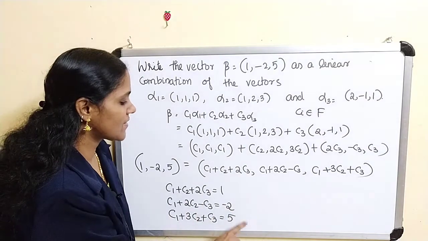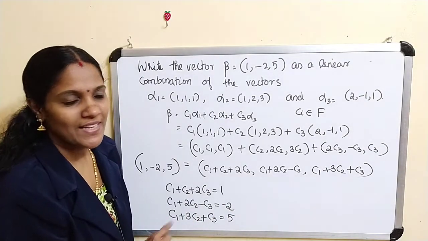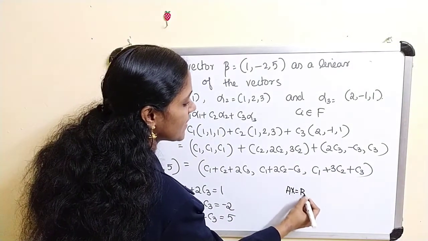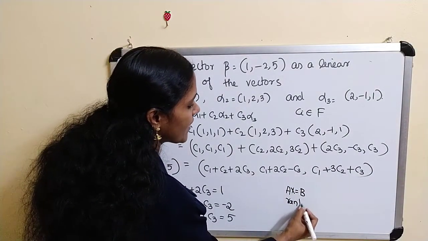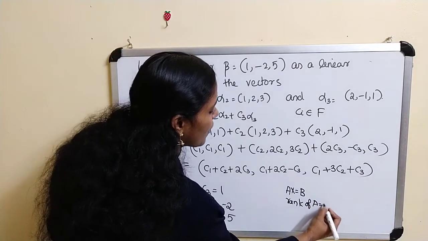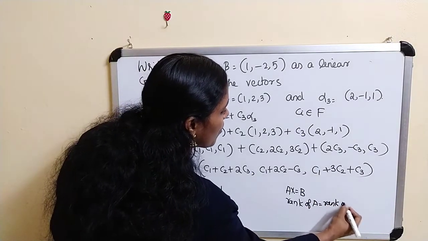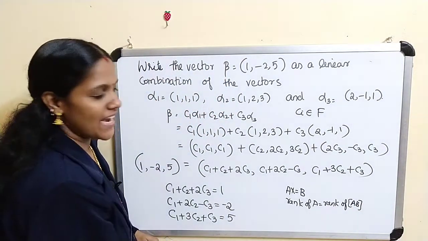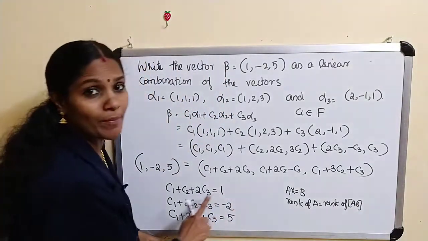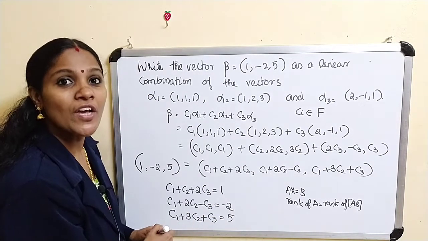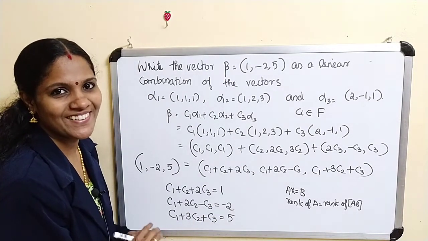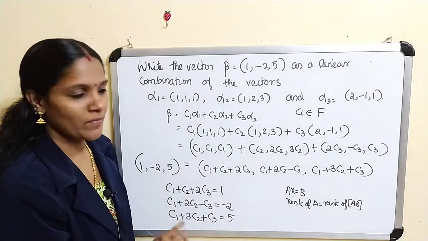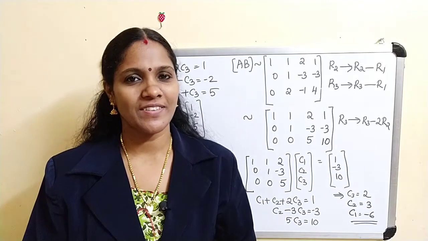Now what about the consistency of a system? A system Ax equal to B is consistent if rank of A equal to rank of the augmented matrix AB. And if rank of A is equal to the number of unknowns, then we call the system to have a unique solution. So we have to check whether this system is consistent, so we have to solve the given system of equations.